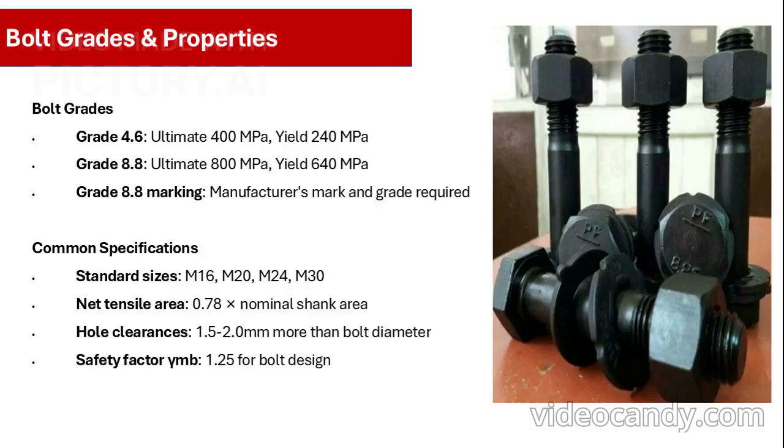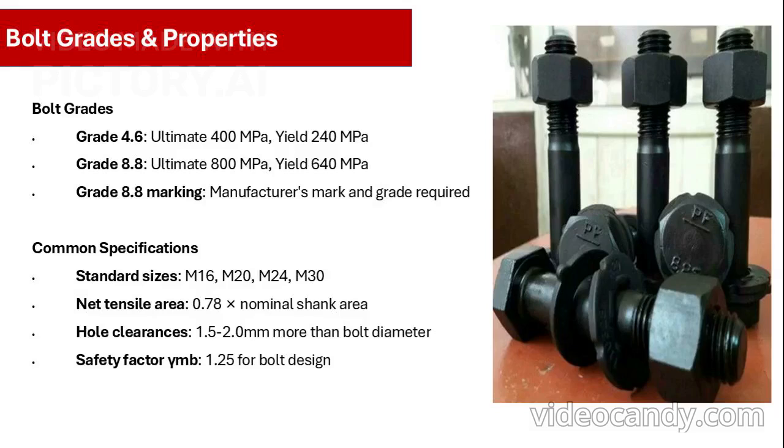Structural bolts are classified by grades based on strength. Grade 4.6 bolts have an ultimate tensile strength of 400 megapascals and yield strength of 240 megapascals, while grade 8.8 bolts offer much higher strength, 800 megapascals ultimate and 640 megapascals yield. Grade 8.8 bolts must be marked with the manufacturer's ID and grade.